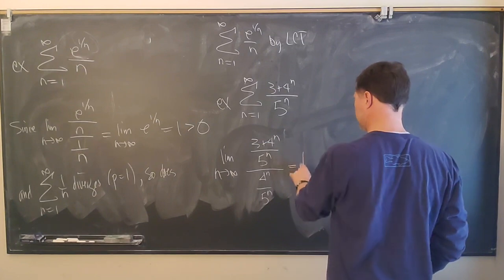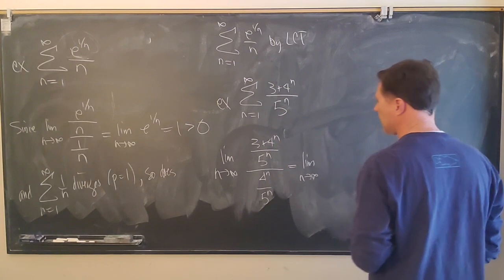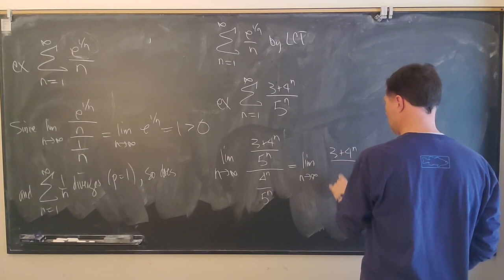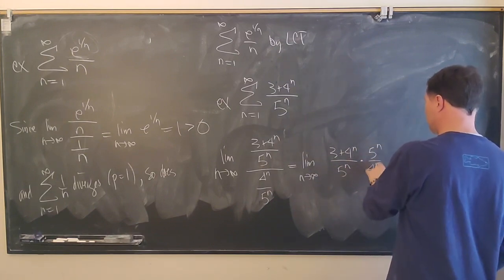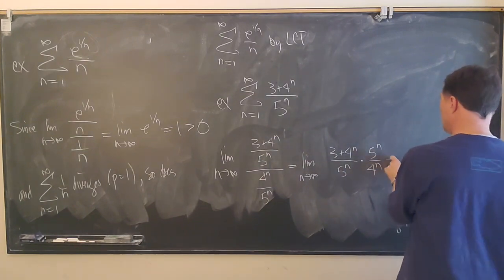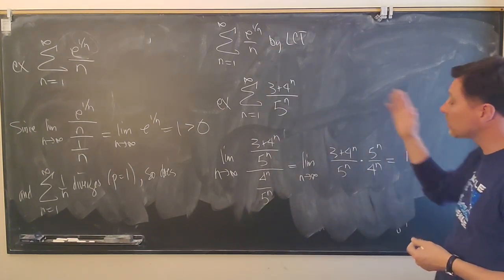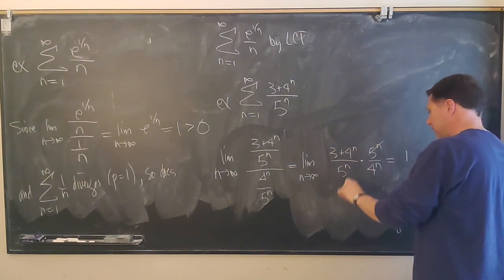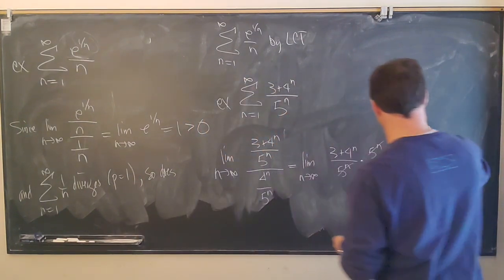This limit as n goes to infinity. So if I flip and multiply, what we have is 3 plus 4 to the n over 5 to the n times 5 to the n over 4 to the n. This limit is going to come out to be 1. And so what does that tell us? It tells us that both series do the same thing. You can cancel the 5 to the n's if you're wondering why. So what do we get? I guess I kind of skipped a step there. Let me cancel those and actually work this out.